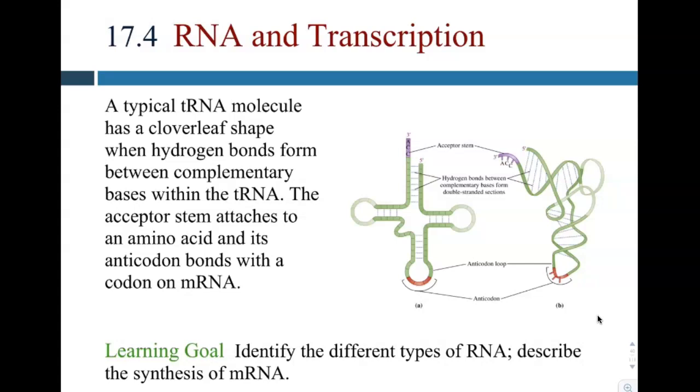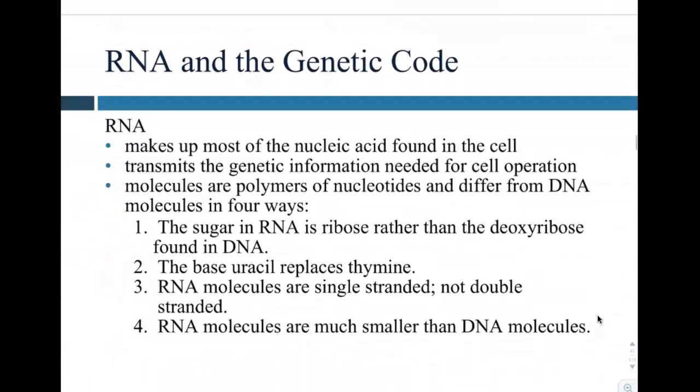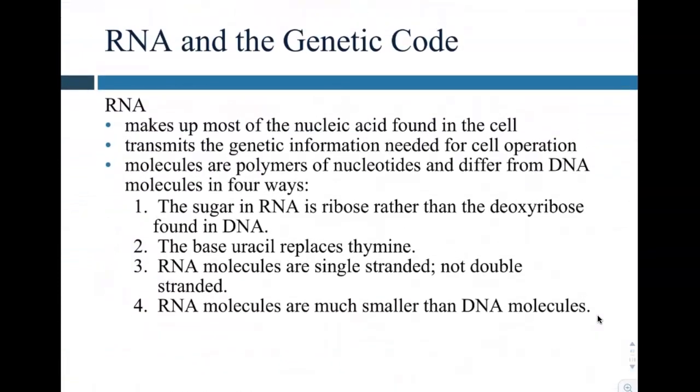So here's a picture of something called tRNA. This is tRNA and mRNA, and we'll talk about these guys. So what is RNA? RNA actually makes up the most of the nucleic acid. So we think maybe DNA is the primary one, but actually there is more RNA than DNA found in the cell as far as nucleic acids go.